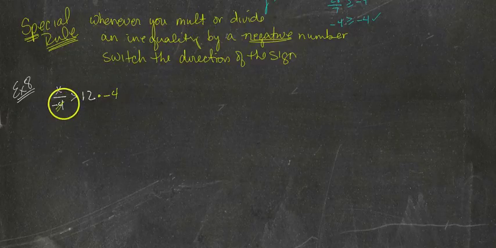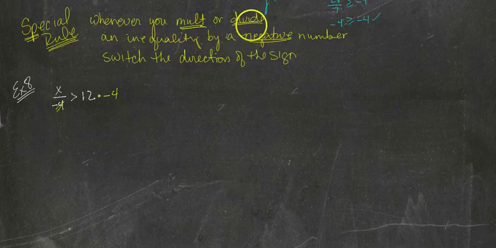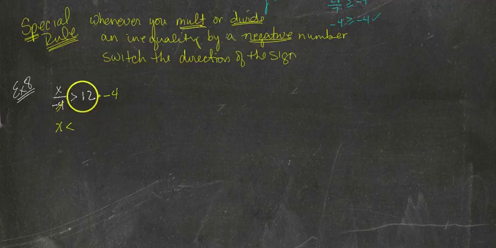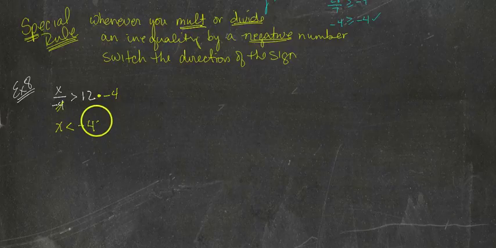by turning division into multiplication. And look what just happened. I turned division into multiplication, which means I have to apply the rule. So x is less than 12 times negative 4, which is negative 48.